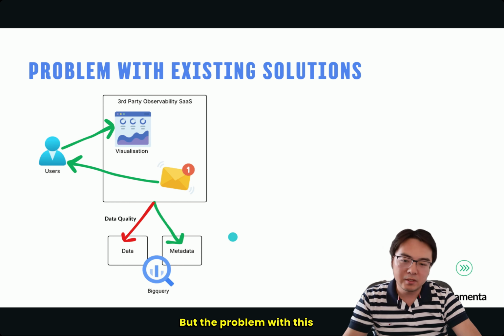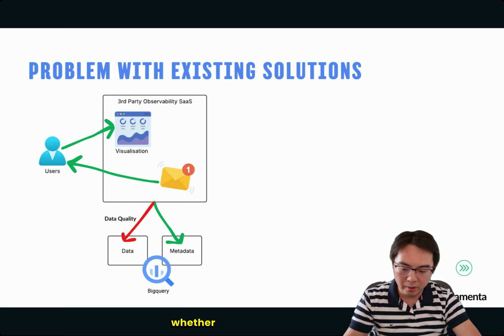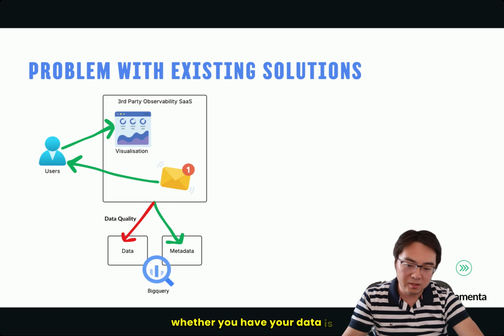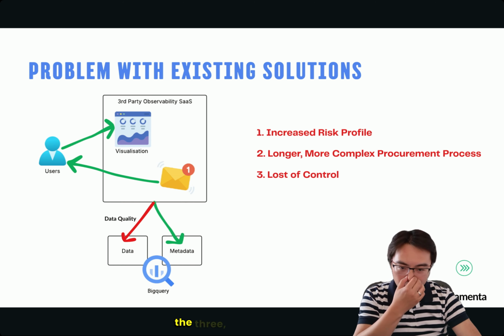But the problem is, in order to do data quality observation, let's say on the columns in those tables in BigQuery, whether you have duplicate records, whether data is complete, there are various categories I'll talk about in a minute. It typically requires access to your data, right? These are the tables containing your data, and a lot of these could have sensitive data as well. There's a problem with this approach.